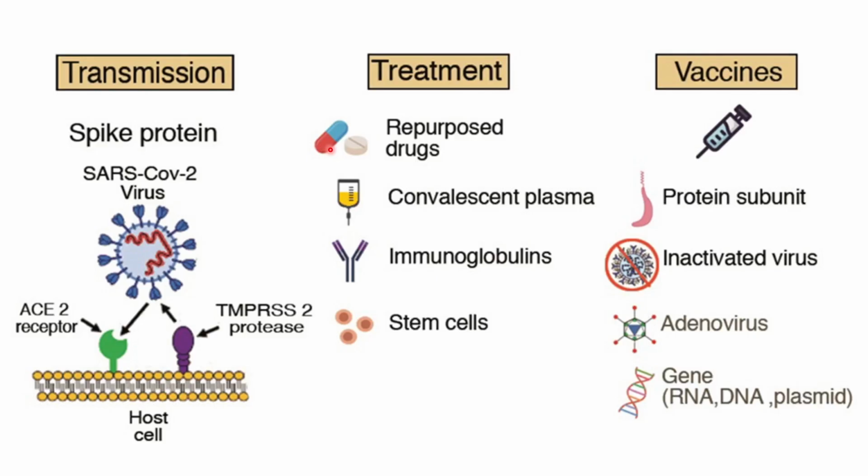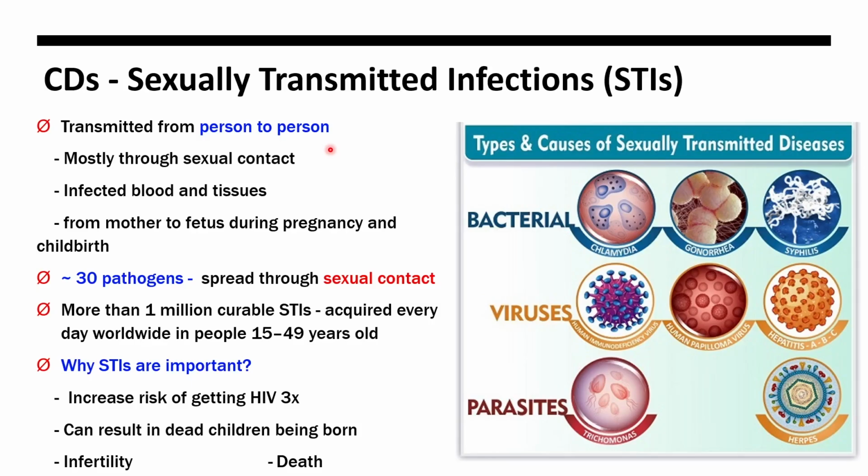So what are the treatments available now for COVID-19? There are repurposed drugs, immunoglobulin treatments, monoclonal treatments, and there are different vaccines produced against the COVID-19 virus. So these are the different treatment patterns.